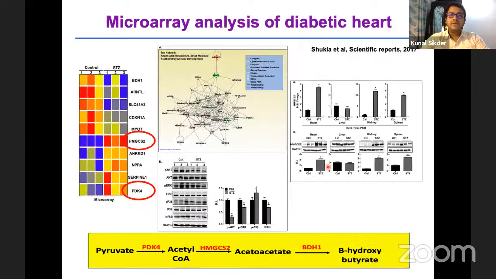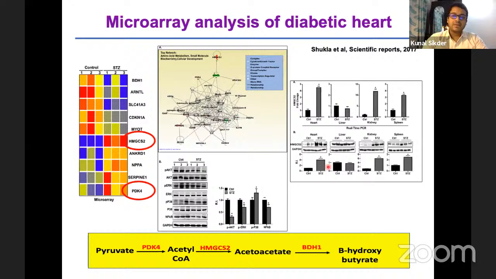Now from that, at first we did a microarray analysis of a diabetic heart to see which genes are upregulating and which genes are downregulating. This is a very tedious process, actually, a very long process. It takes time. And we know that the human body contains thousands of genes, so to cut down to a narrow margin is not an easy work.